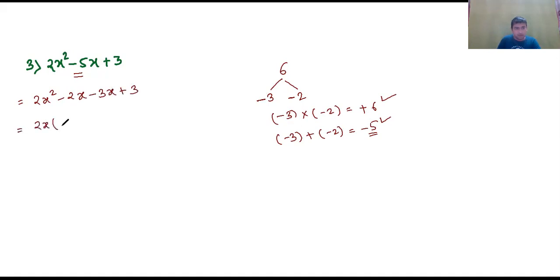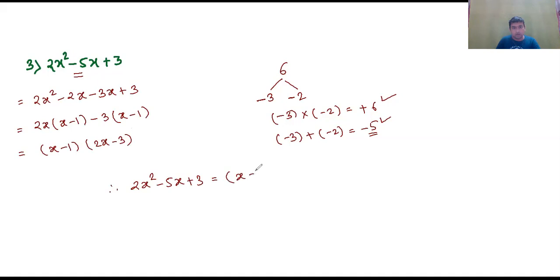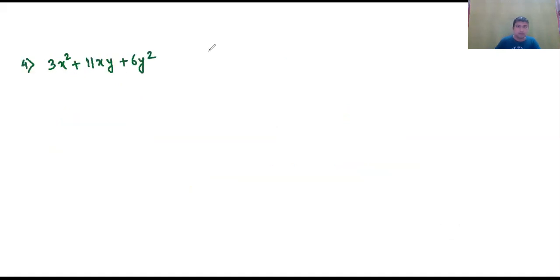If I take 2x common, it will be x minus 1, minus, if I take 3 common from this, x minus 1. So it will be x minus 1 into 2x minus 3. Okay, is it clear? So 2x square minus 5x plus 3 will be equal to x minus 1 into 2x minus 3. This will be your answer. Okay, very simple. So if you do the practice, I think it will be very clear to you.